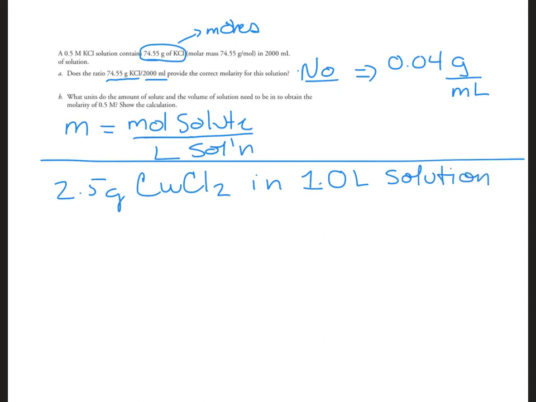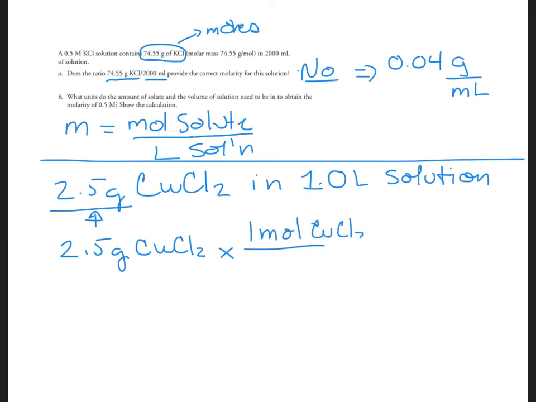What's the molarity? Well, notice this example was given in grams. So the first thing we have to do is get that into moles. So we take our 2.5 grams of copper 2 chloride, and we need to convert that into moles. And we know that 1 mole of copper 2 chloride has a mass of 134 grams. So that is in fact 0.019 moles of copper 2 chloride.